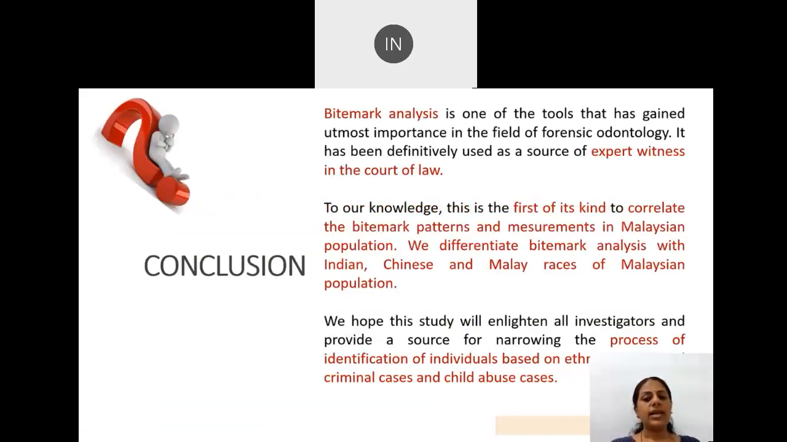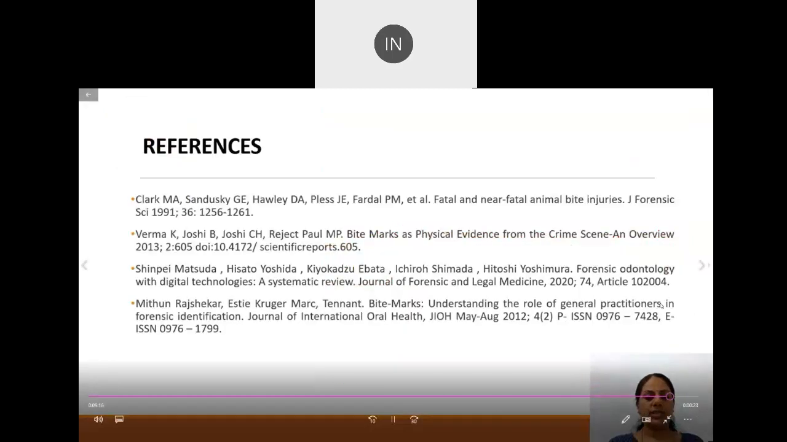So to conclude, bite mark analysis is one of the novel tools which has gained utmost importance in the field of forensic odontology and is a source of expertise and expert witness in the court of law. To our knowledge, this is the first of its kind to correlate the bite mark analysis and measurements in various races of the Malaysian population. And we also saw that there is statistically significant differences in the bite mark analysis between Indian, Chinese and Malay race of the Malaysian population. So we hope this study will enlighten all investigators and provide a source for narrowing the process of identification of individuals based on ethnicity in criminal cases and child abuse.